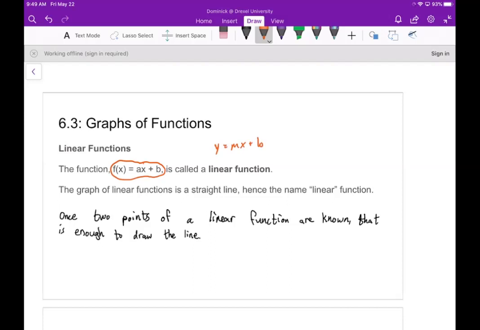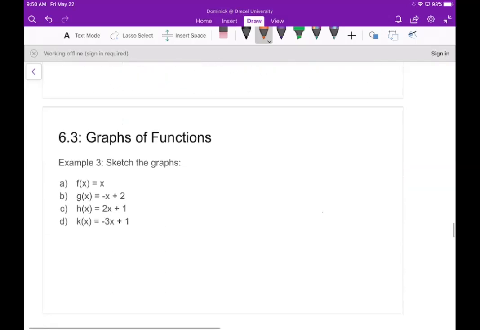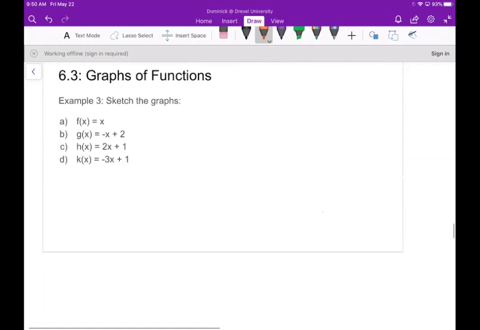Now, what does the graph of a linear function look like? Well, creativity of mathematicians is on full display here. And of course, it's a straight line, so that's where you get the name linear from. Now, if you have 2 points of a linear function, that's enough to draw the line. You don't need any more than 2 points. So we don't have to draw like 5 points anymore. So in this example, we want to graph each of these lines.